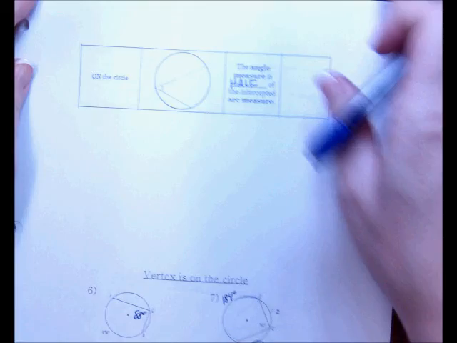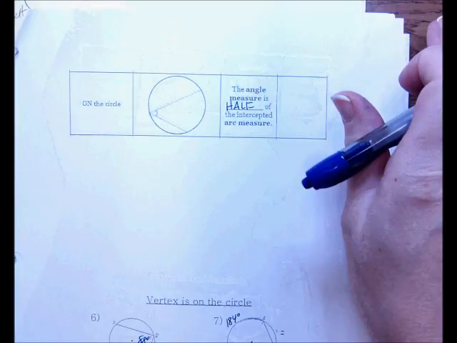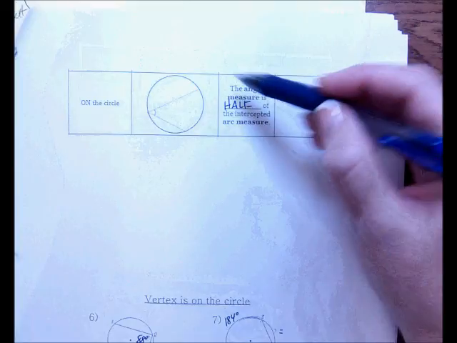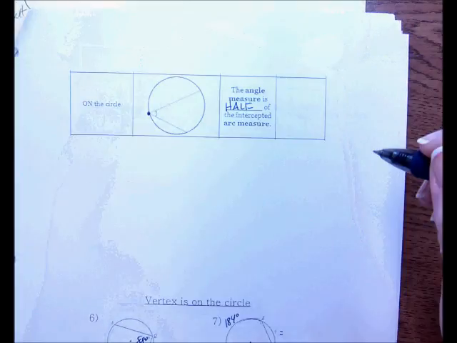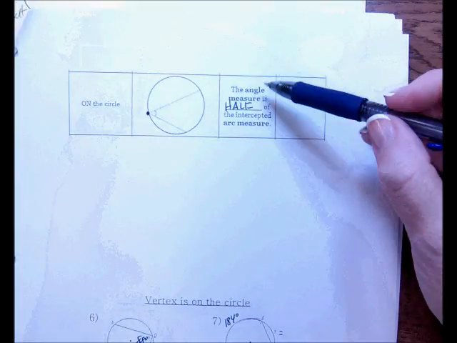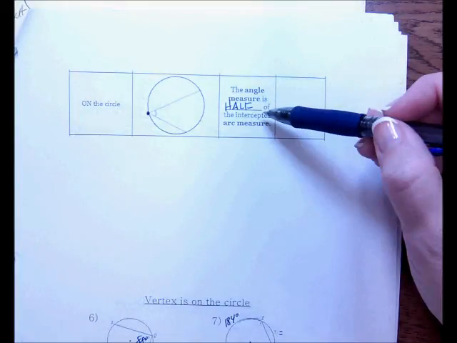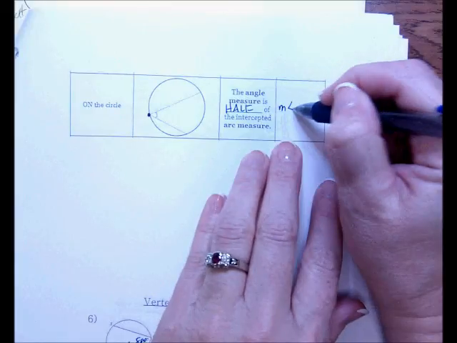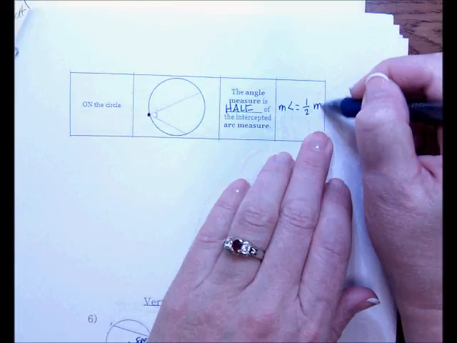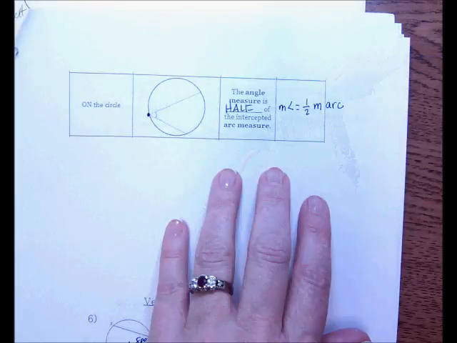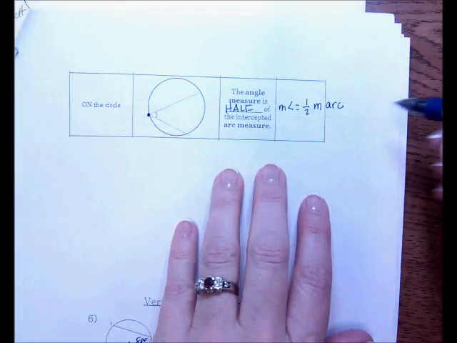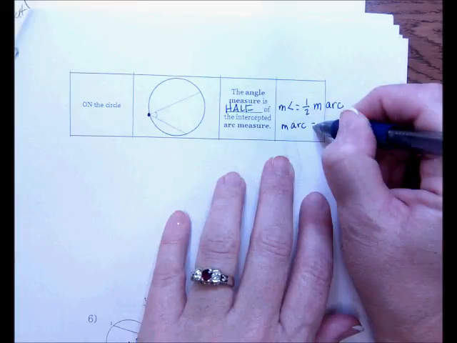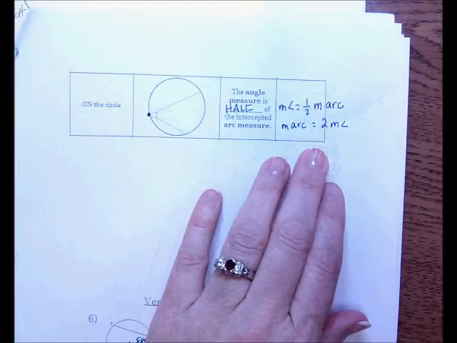Moving on along to page 18, we have the situation where the vertex is on the circle, so the angle measure is half of the intercepted arc. So the measure of the angle is equal to 1/2 the measure of the arc. And we could go the other way and say the measure of the arc is equal to twice the measure of the angle.